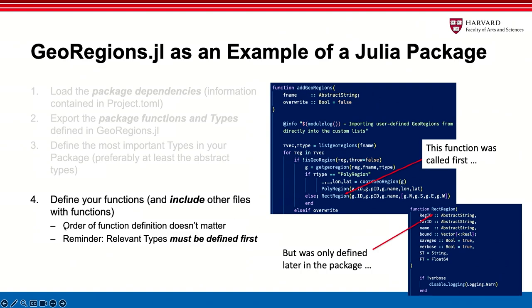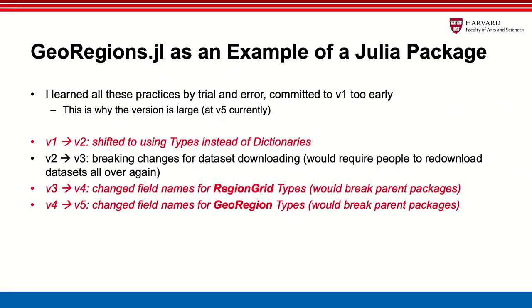So when you talk about the order, the function order doesn't matter. For example, there's a function called polyregion and there's a type called polyregion, but the function for polyregion was called first, and was only defined later in the package. So the order in which you define your functions doesn't matter. The package will automatically be able to cross-reference different functions in different files, regardless of the order. Yeah. So that's JuliaEO24 as an example of a Julia package.